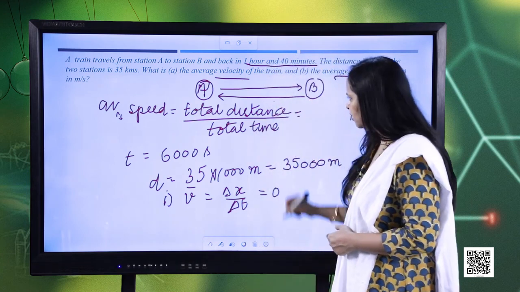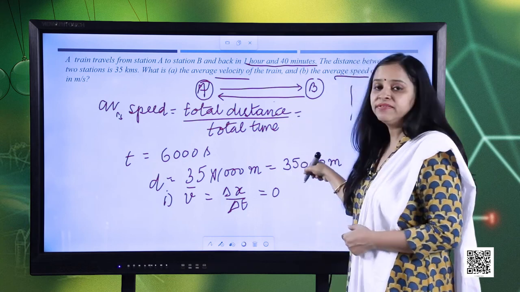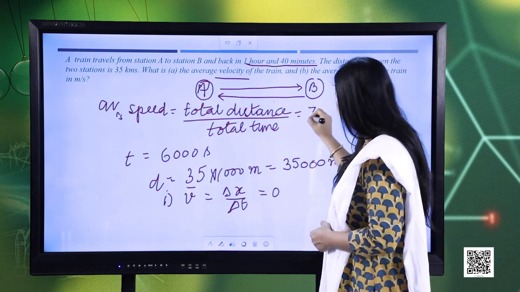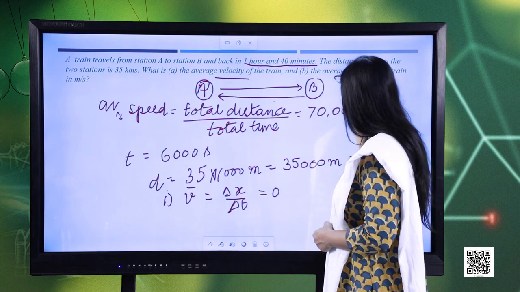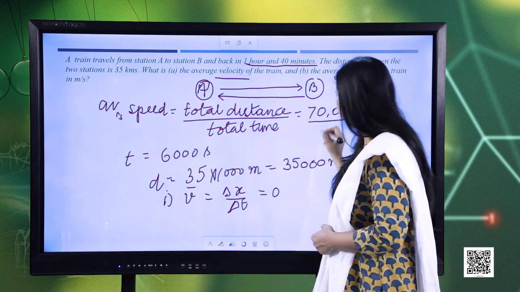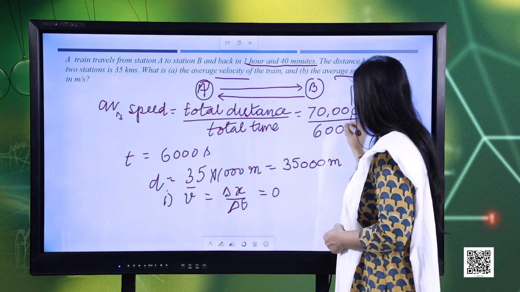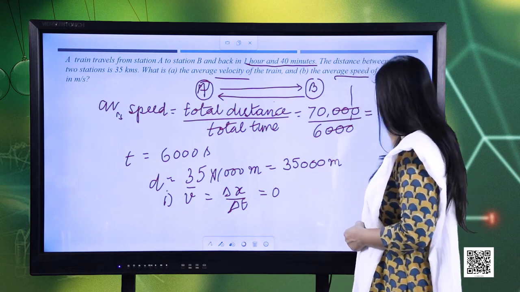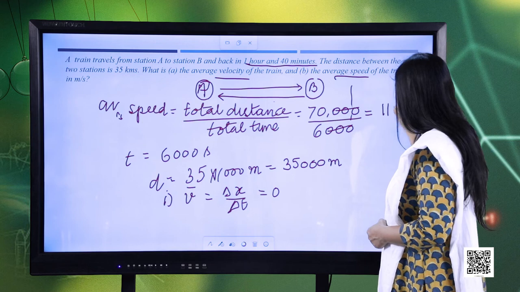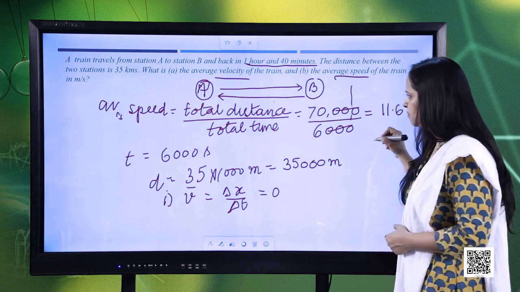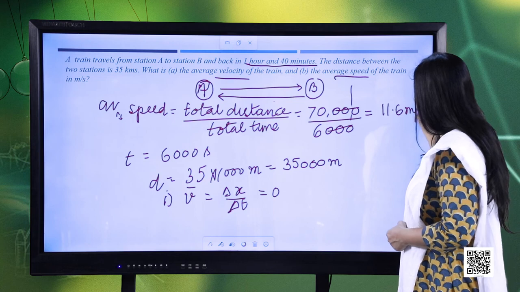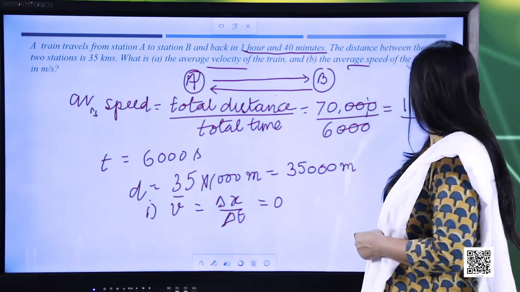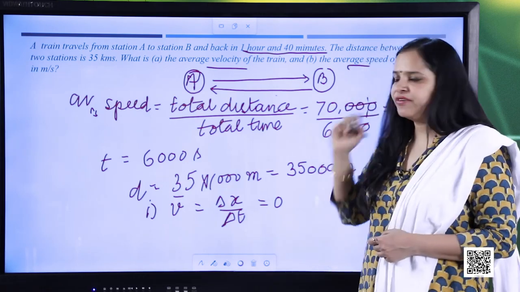Now, substituting the values, the total distance will be 35,000 multiplied by 2, so we get 70,000, and the time duration is 6,000. Now, when we divide 70 by 6, we will obtain the value as 11.6 meters per second. So here we obtain the average speed as 11.6 meters per second.